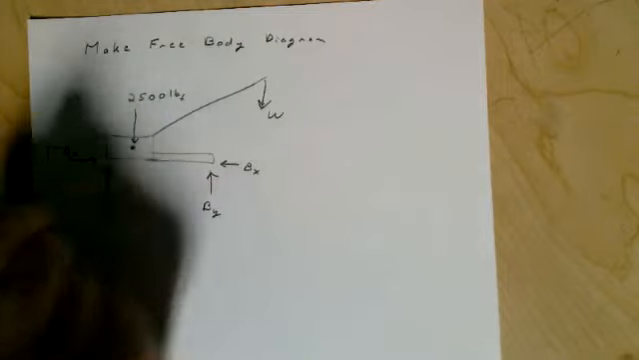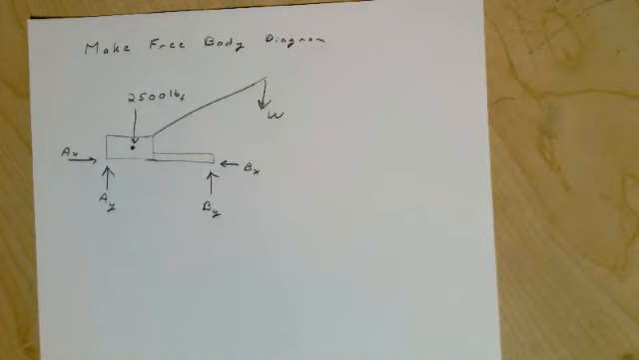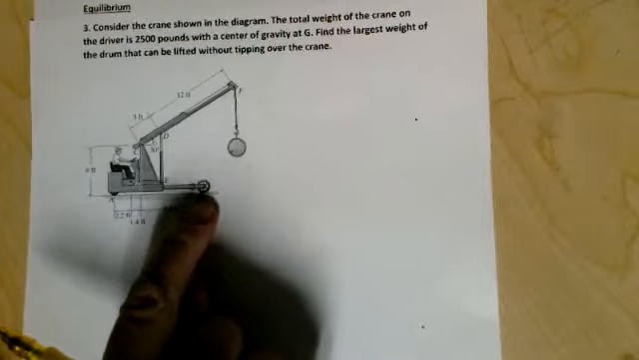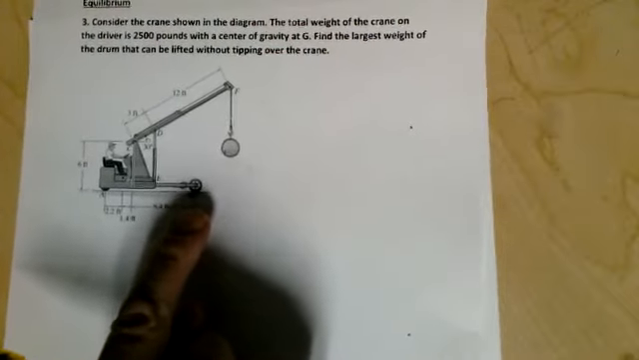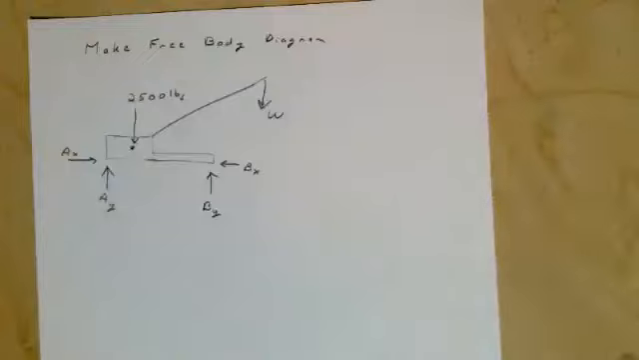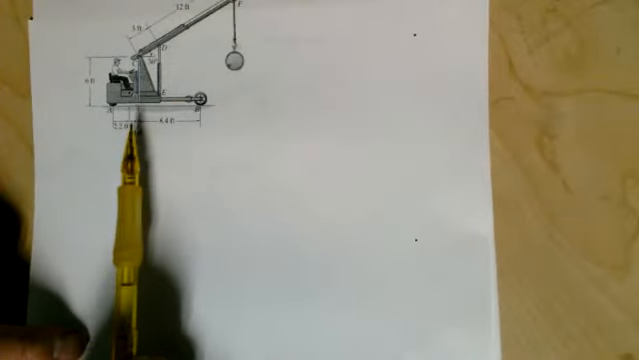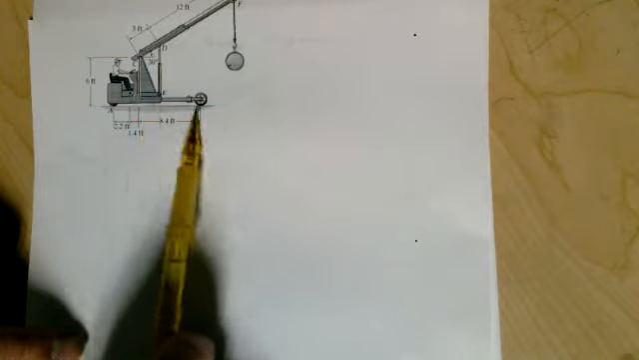Again, you could probably be a little bit more artistic than I am. And again, as we said before, we want to know if this is going to tip about B. So we'll sum the moments about B. Let's put in some dimensions from our picture here. When we sum the moments about B, we're going to need the distance from the center of gravity to B.